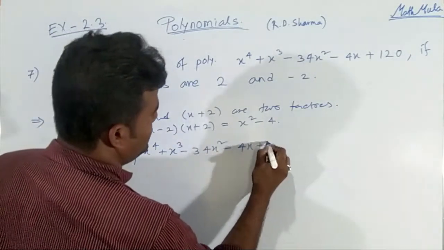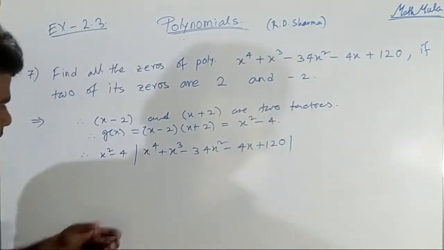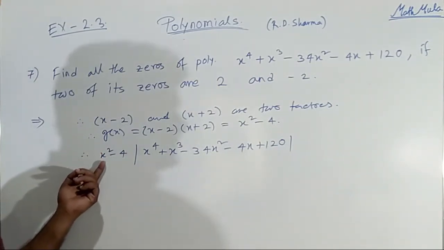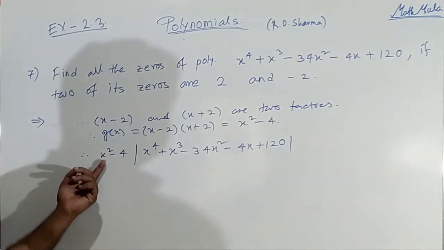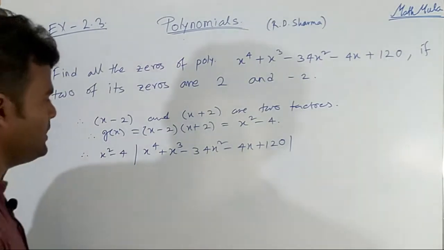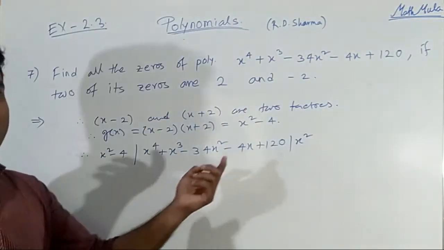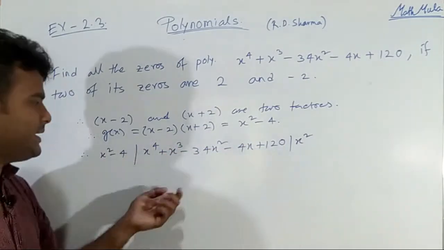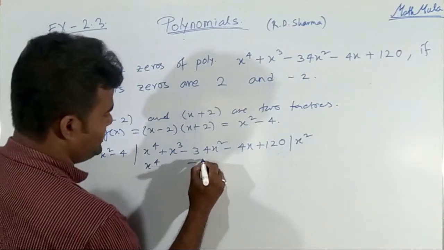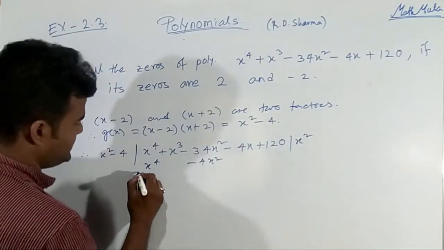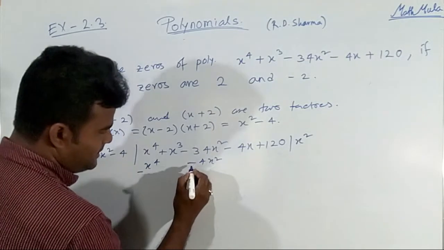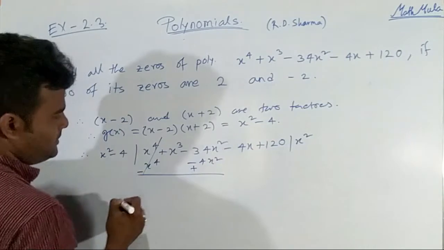minus 4x plus 120. Now look at the first term, that is x to the power 4, and the first term of the divisor is x square. Now what should I multiply with x square to get x to the power 4? That is x square only. Then we multiply the divisor by x square, and we get x to the power 4 minus 4x square. Subtract it: there is plus, so it will be minus, and there is minus, it will be plus. Now they are the same, so they will be cancelled.